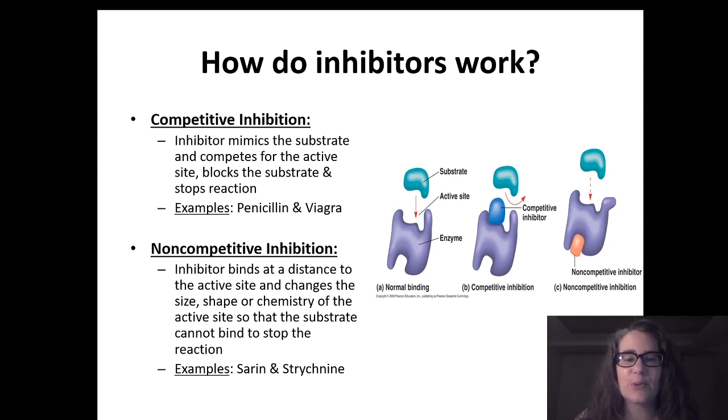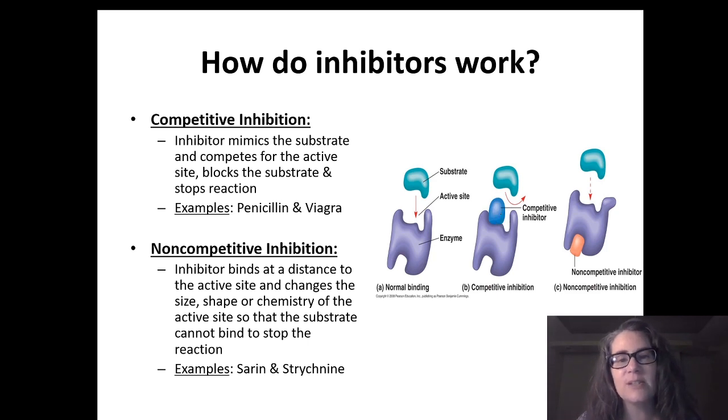So how do inhibitors work? In competitive inhibition, the inhibitor is going to mimic the substrate in size and in chemistry, in the way that it fits in the active site. The inhibitor is going to compete for the active site and block the substrate from being able to bind. And if you block the substrate, you stop the reaction. I'm showing a regular reaction with the substrate in A here. And then B shows competitive inhibition, where you have two things competing for this active site. This competitive inhibitor, if it binds first, will block the substrate and then the reaction stops working.